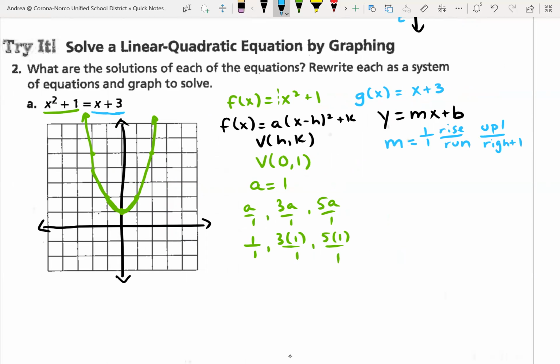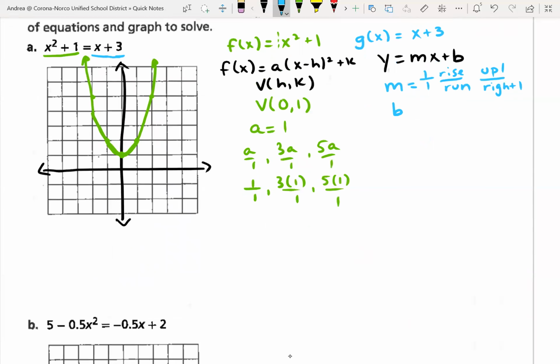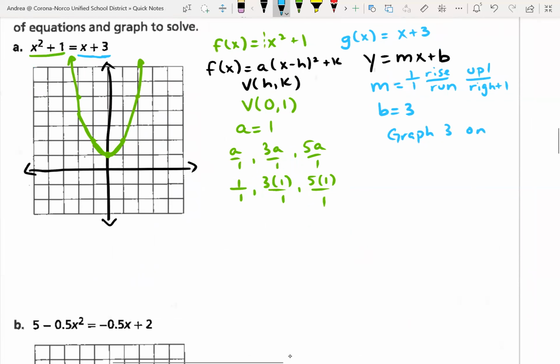Okay, Lily, what is my y-intercept, the b value? 3. Oopsie. So b equals 3. Okay, so you're going to graph 3 on the y-axis. Does that make sense? So I'm going to go where y is 3, 1, 2, 3.